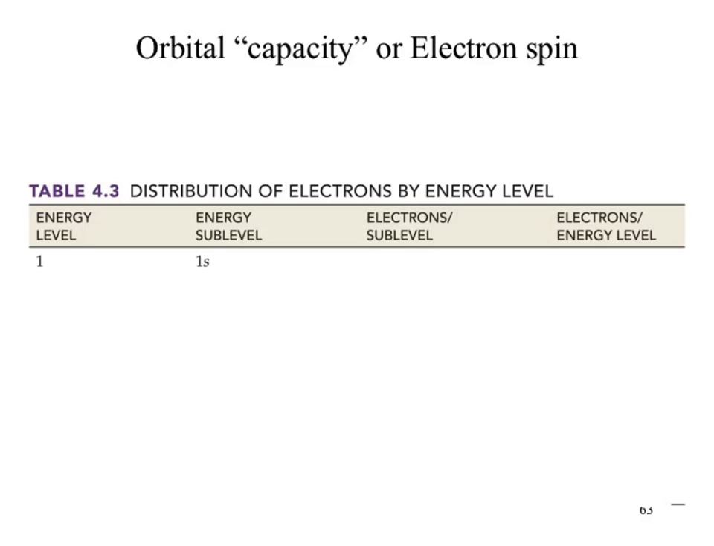Okay. So let's take a look at our orbital capacity and spin. For the first energy level, I have number one, and then the type. Because I'm at the first energy level, I only have one type, that is the S. How many electrons can fit in that? Two.